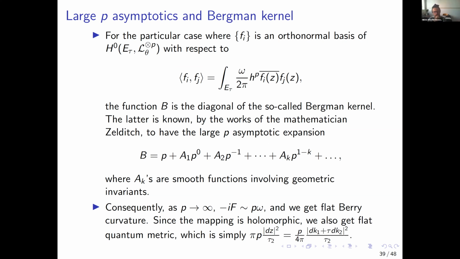So right now I can. So what is the question? Why does the Bergman kernel appear? Yeah. So what is the definition of Bergman kernel, and why do you need large P expansions? So the large P expansion is to get the flatness, because I want to construct flat Kähler bands, right?